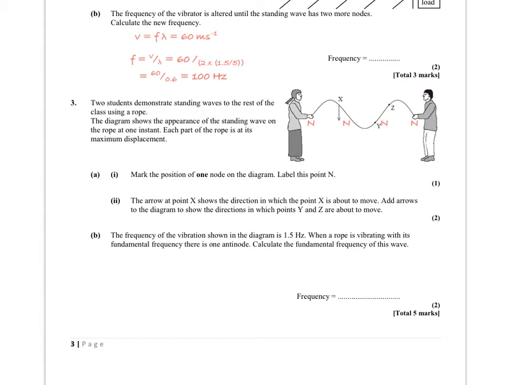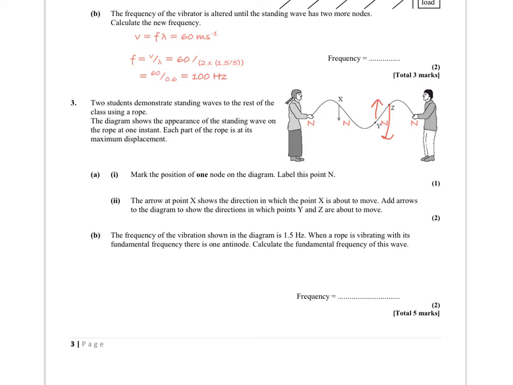For 1 mark, the arrow at point X shows the direction in which point X is about to move. Add arrows to the diagram to show the directions in which points Y and Z are going to move. So if X is moving down, then Y is going to be moving up, and if X is moving down, Z is going to be moving down.